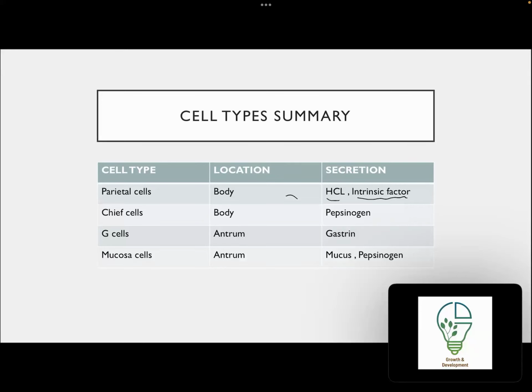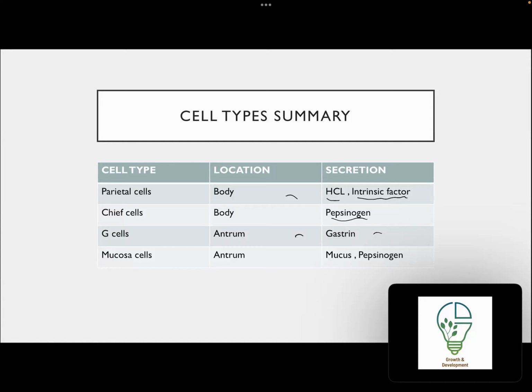Then we have the chief cells, and these are also located in the body, and they produce pepsinogen. Pepsinogen is turned into pepsin. Pepsinogen is its inactive form, and we'll study about this later, but you can just keep that in your mind. Then we have G cells, which are in the antrum this time, not in the body, and they produce gastrin. We have mucosa cells that are also in the antrum. They produce mucus, you can tell by the name, and pepsinogen. However, the main pepsinogen producing cells are chief cells.